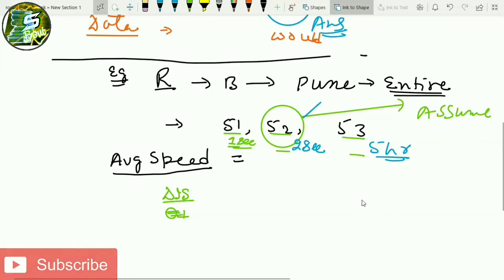Still, can you say the answer is 52 only? No, not at all. Why, sir, can we not say 52? Because for the most part of my journey I've traveled for 5 hours. If I've traveled most of the journey for 5 hours, my average will be near to 53. And this is what we have learned in the previous classes, lecture 1, lecture 2, lecture 3, the three parts of average.